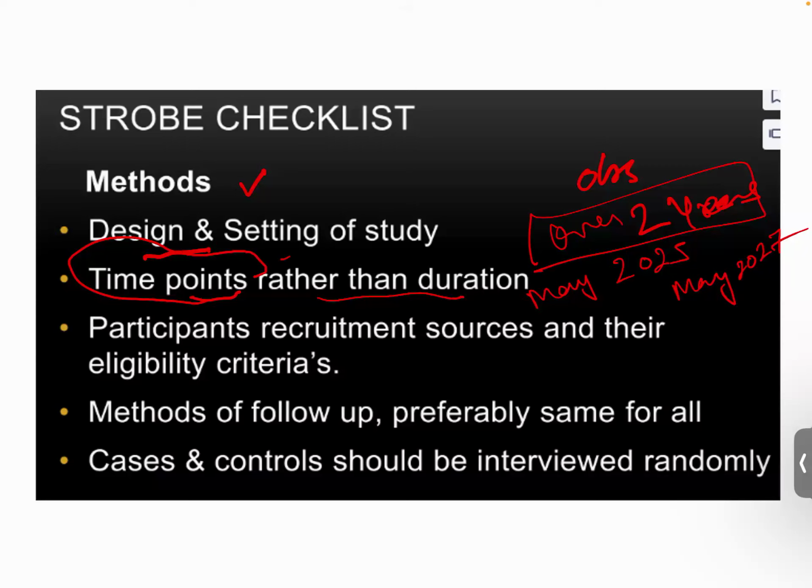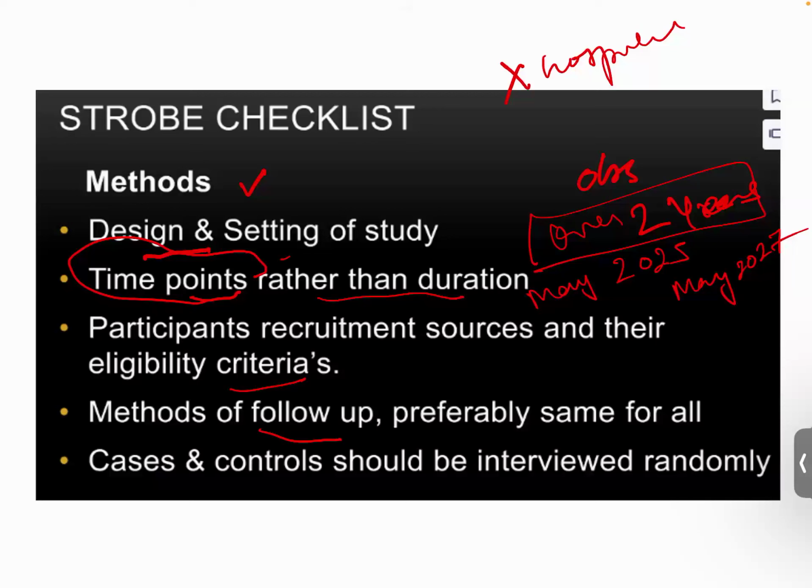Participant recruitment source: how you are going to recruit. Are you going to work with some hospital or some doctor, or are you going to source your information elsewhere? And their eligibility criteria, and the method of follow-up, how you are going to follow up. And preferably it should be the same. Suppose, for example, you are doing some research on patients visiting X hospital, say cancer patients who have taken cancer therapy. Now you wanted to see their mental health status after that. It's completely an observational study, right? How are you going to follow them?